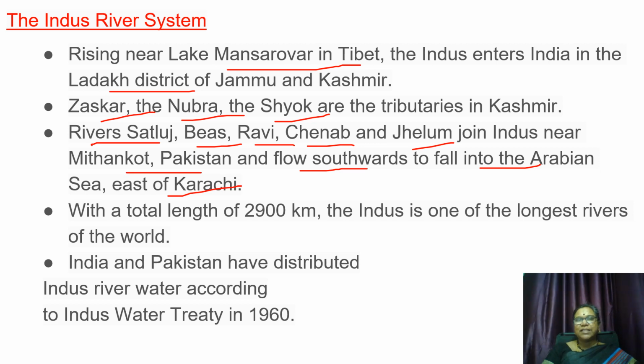Now, the total length of the Indus river system is 2,900 kilometers, and it is the longest river in the world. Since it flows through India and Pakistan, the two countries have distributed the Indus river water according to a treaty signed by both countries, the Indus Water Treaty in 1960.